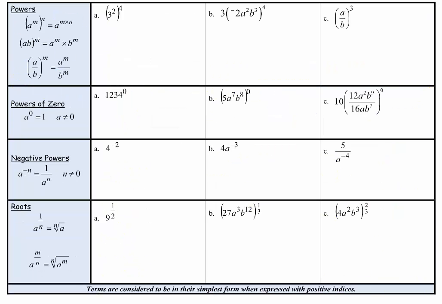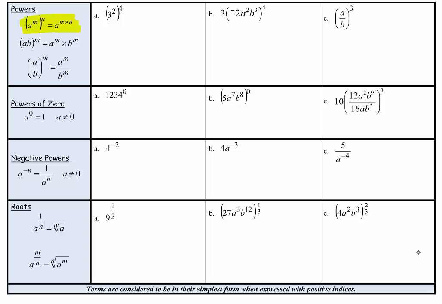Next, powers, a to the m, all to the n, we multiply. Whenever we have it in brackets and we have a power of a power, we multiply our powers. Now note, that's really the only rule you need to remember. The other two that I have here are just derivations of previous rules. So ab to the m is a to the m, b to the m. A over b to the m is a to the m over b to the m. So really it's just like previous rules. It just means that if you've got a power, then you multiply.